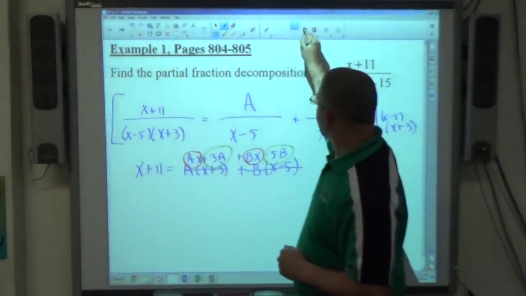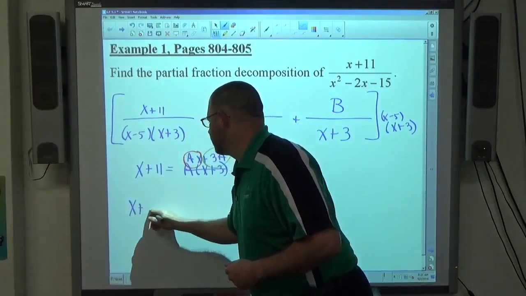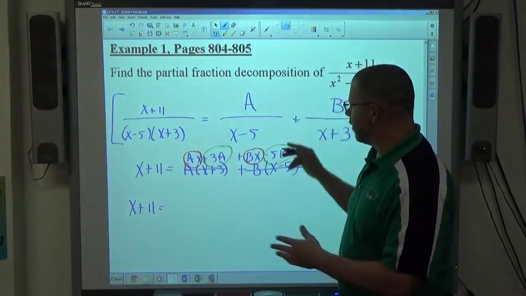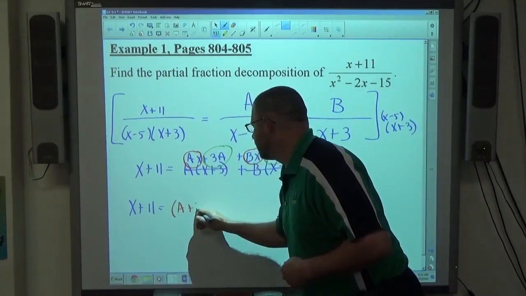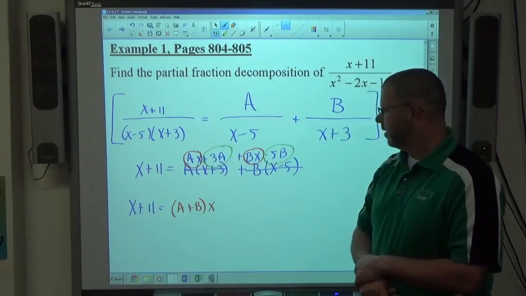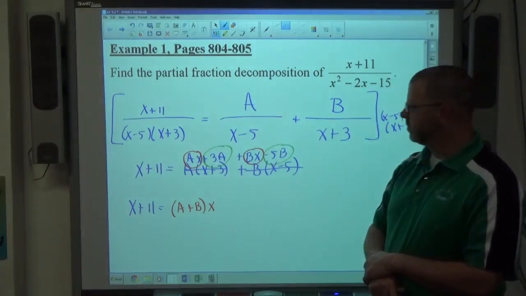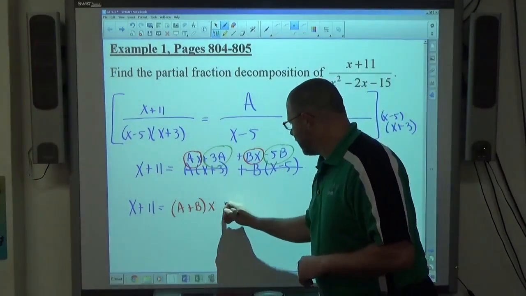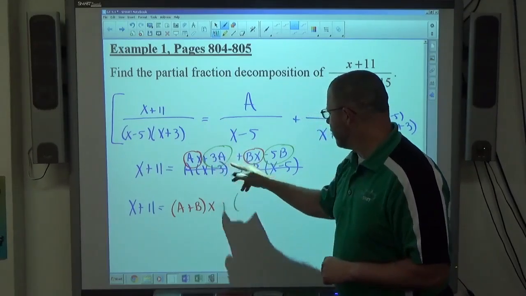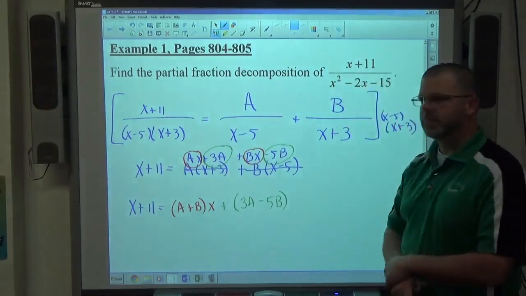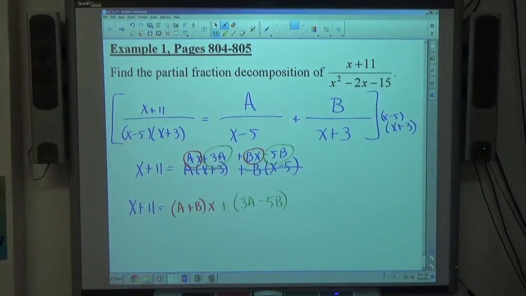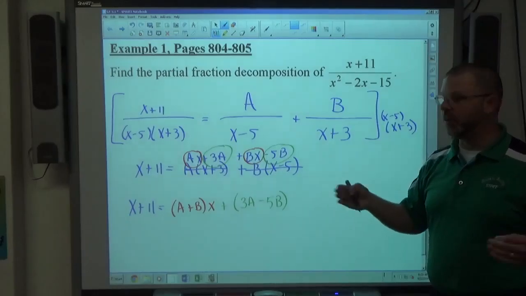All right. So if I come back down here and say x plus 11 equals, take a look at the two red terms. They both have an x on it, right? So altogether, a plus b is being multiplied by x. And I'm going to put a plus sign, then another parentheses, and then we have 3a minus 5b. And what's going on here is we're going to create a system of equations to solve this. That's why we're in the system of equations chapter to be doing this.